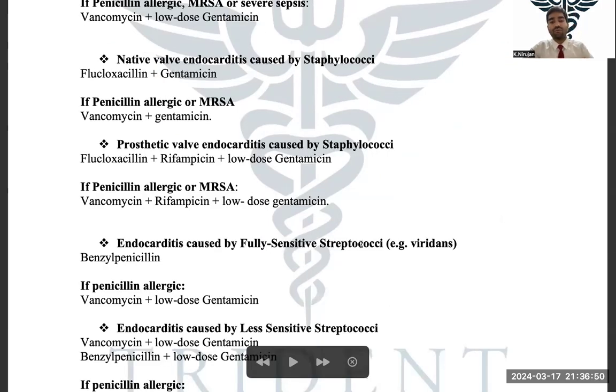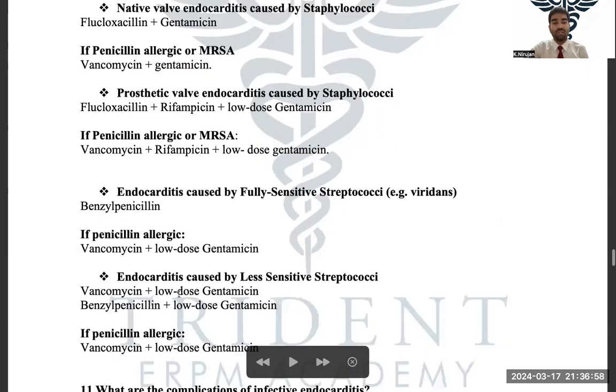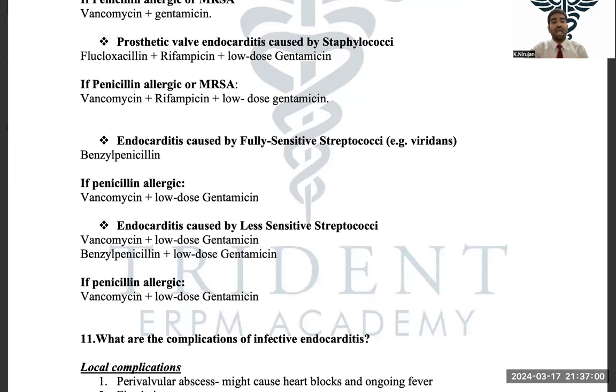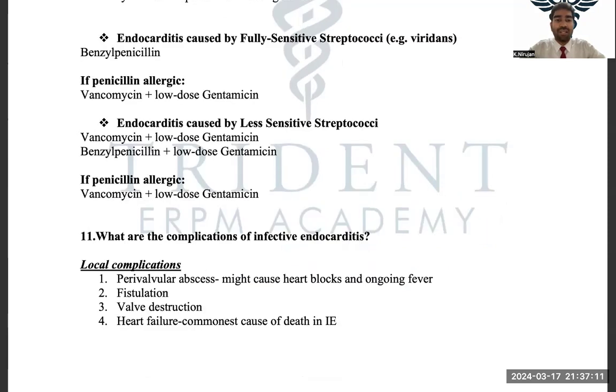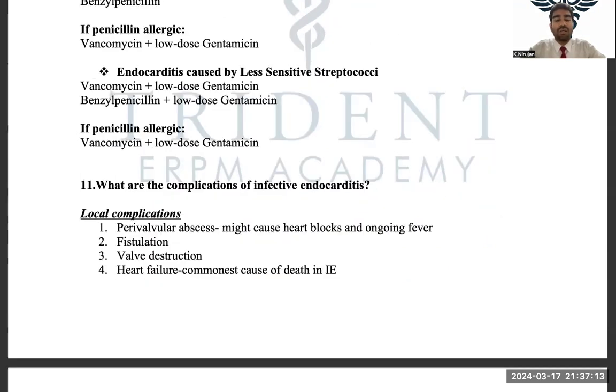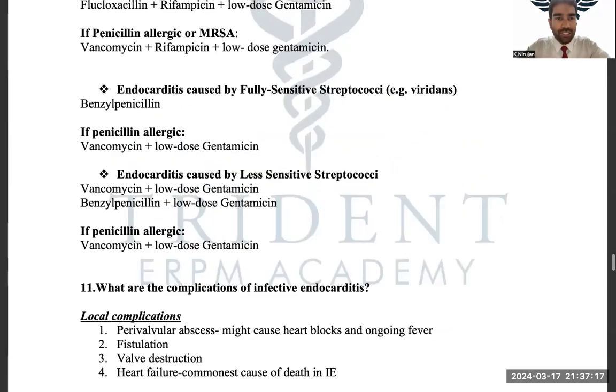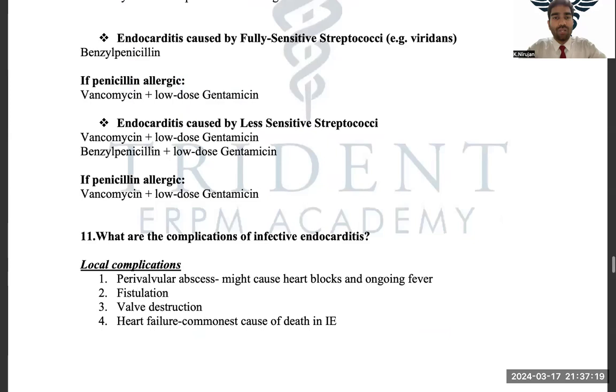And endocarditis caused by fully sensitive streptococci, that is viridans, you go for only benzyl penicillin. And if the patient is penicillin allergic, you go for vancomycin and low dose gentamicin. And if the endocarditis is caused by less sensitive streptococci, a resistant one, you go for benzyl penicillin and low dose gentamicin, or vancomycin plus low dose genta. And penicillin allergic, again you go for vancomycin. Okay, usually they don't trouble you for this antibiotic regime. Go and read leisurely, you will understand.